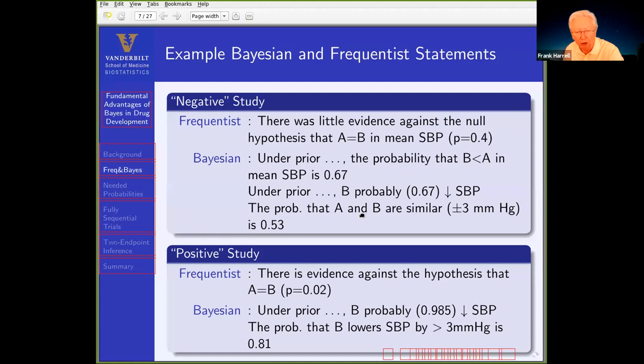In a positive study, a Bayesian conclusion might be: under a certain prior and data model, treatment B probably reduces blood pressure, and after "probably" you have the actual posterior probability. I'm suggesting this is a natural English way to state uncertainty and to state what Bayes is doing. Treatment B probably lowers blood pressure, and the probability that it lowers it by some significant amount is going to be less than that. But we keep the probabilities in the sentences that we use to describe the main results.